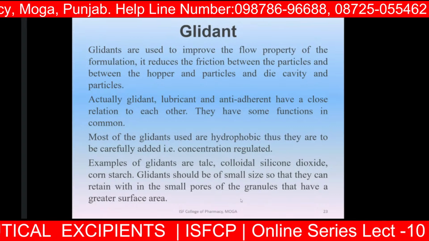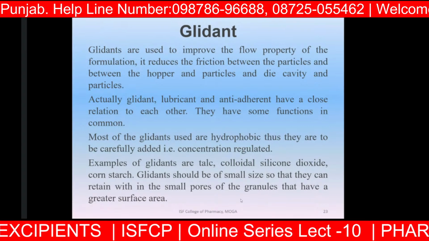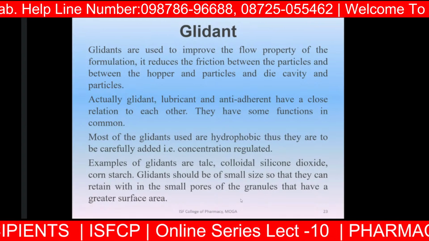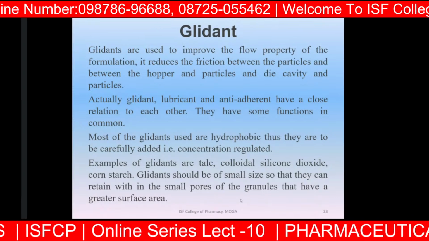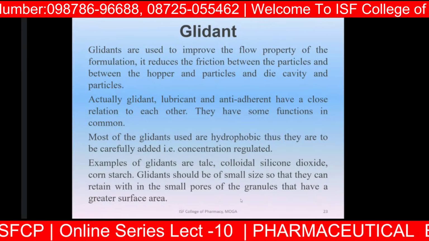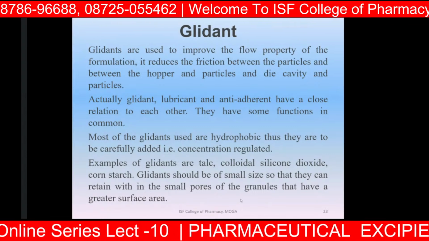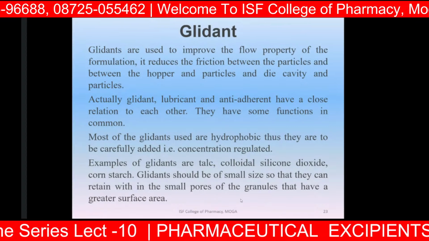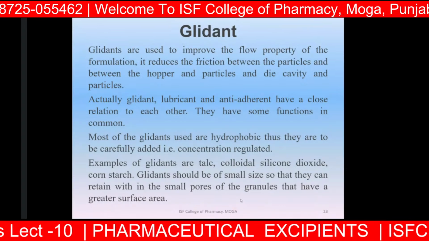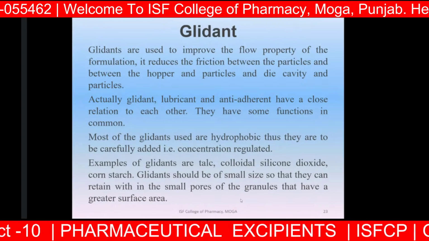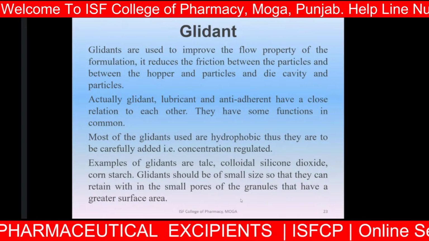Examples of glidants are talc, colloidal silicon dioxide, and cornstarch. Glidants should be small in size so that they can be retained within the small pores of the granules that have a greater surface area. The concentration of talc is 1 to 2%. Colloidal silicon dioxide we use at less than 0.2%. Cornstarch we use at 5 to 10% to make the formulation.